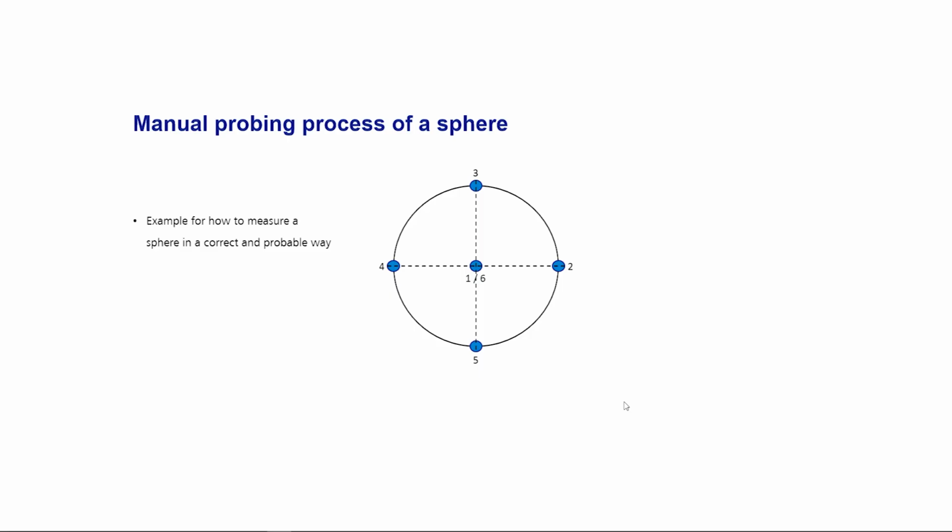A reasonable way to probe a sphere would be to start at the middle with the pole point, then touch probing point 2 on the right, touch point 3 at the top, touch point 4 on the left side, touch point 5 at the bottom, and then return to the pole on the sphere. At least 4 probing points are required for a sphere, but for a higher accuracy, 6 probing points per sphere are programmed in our coupling program.